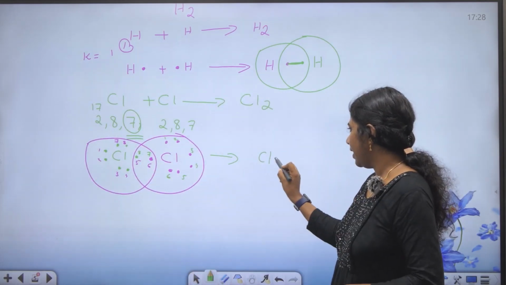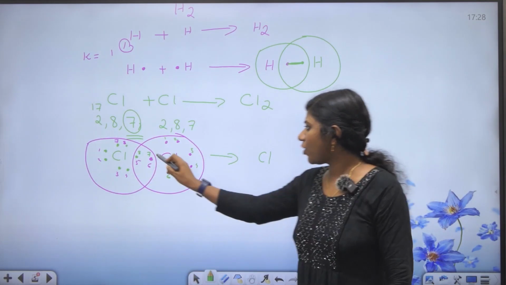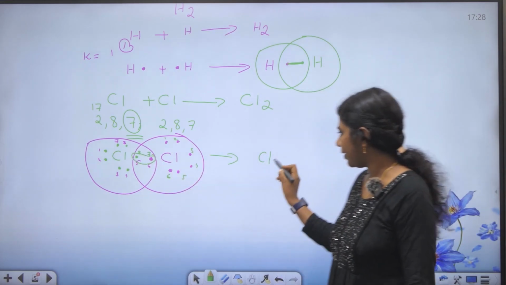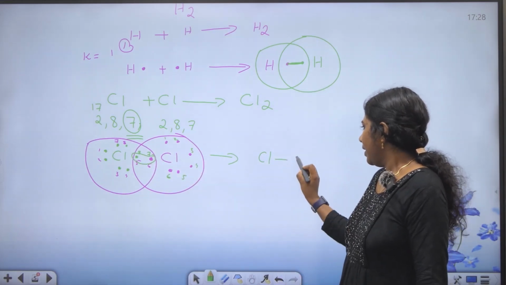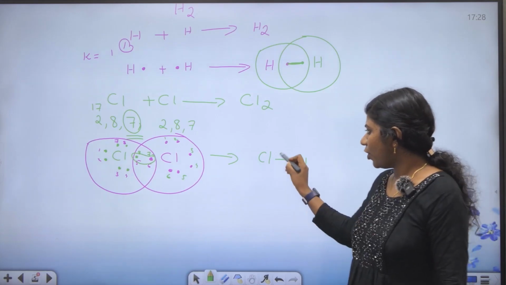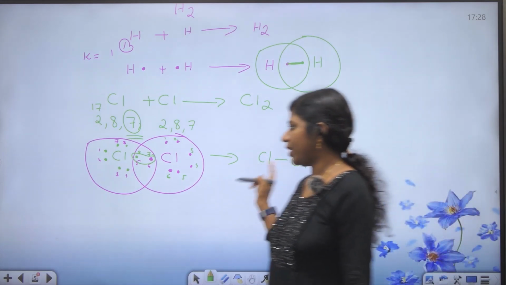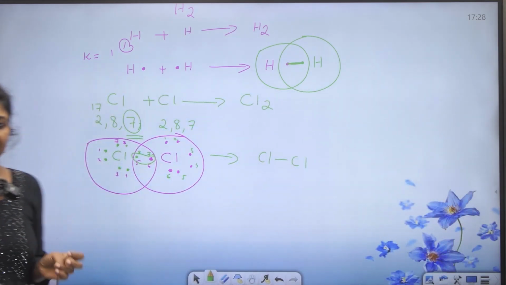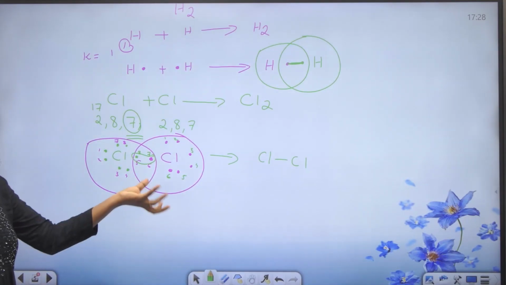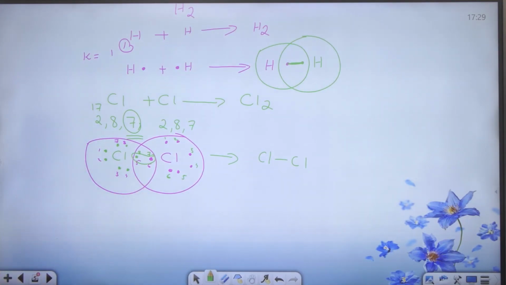Cl, single bond, Cl. A single bond means they share a pair of electrons. If two atoms share a pair of electrons, or two atoms share 2 electrons, they form a single bonded compound. Cl, single bond, Cl. Here both chlorine atoms share a pair of electrons to form a Cl2 molecule.